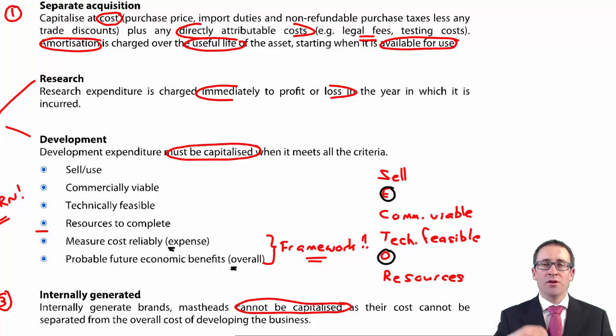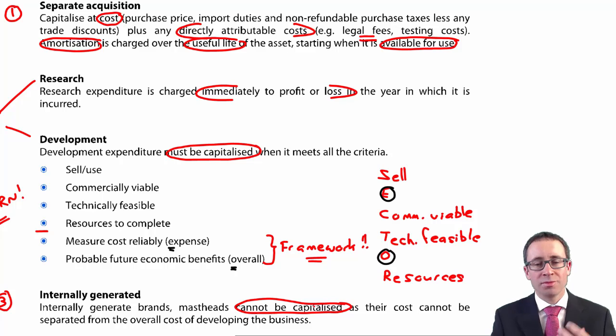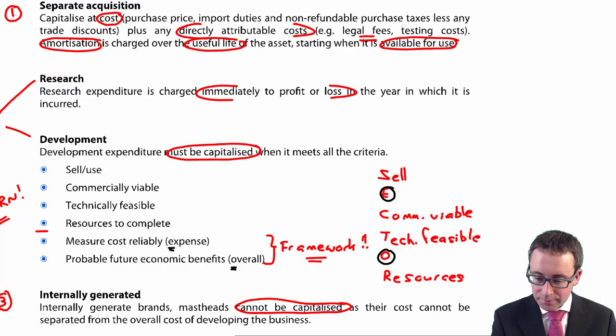But the key bit there is that if you spend money on the brand, or spend money on the masthead by changing it, it's just expensed. It's no specific expenditure because you can't separate it out from the rest of the business. Okay, excellent. So just remember those scenarios there.